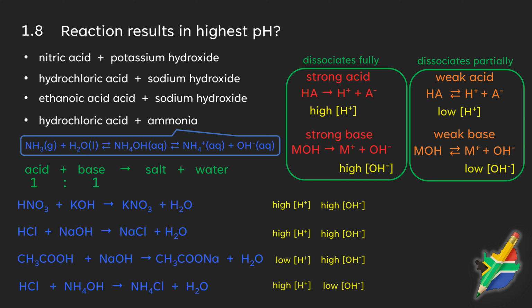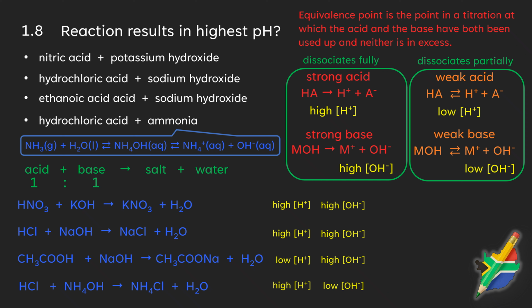Now that we know the equations for each acid-base titration and the relative concentrations of hydrogen ions and hydroxide ions, we can start to deduce the final pH of the reaction at equivalence point. Equivalence point is the point in a titration at which the acid and base have both been used up and neither is in excess. This happens in each of these equations when the moles of each acid and base are the same according to the 1:1 mole ratio.